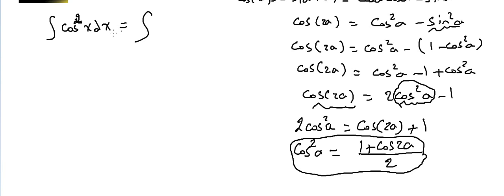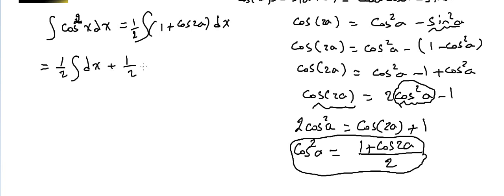So instead of cosine squared A, I do what? 1 over 2 into 1 plus cosine 2A. Easier to write it like that. I took the half outside. That's nice. Now we can directly solve it. It's half integral of 1 dx plus again half integral of cosine 2x. It's not 2A, it's 2x. Also dx, don't forget that.